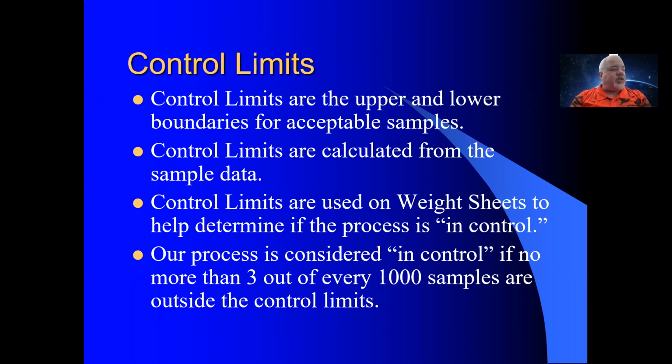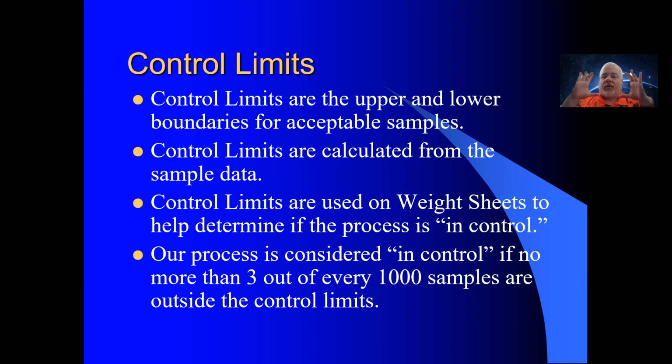So the next concept I want to get into is control limits. Control limits are the upper and lower boundaries for acceptable samples. Control limits are calculated from the sample data. Control limits are used on weight sheets to help determine if the process is in control. Our process is considered in control if no more than 3 out of every 1,000 samples are outside of the control limits. So I have my target weight, right?